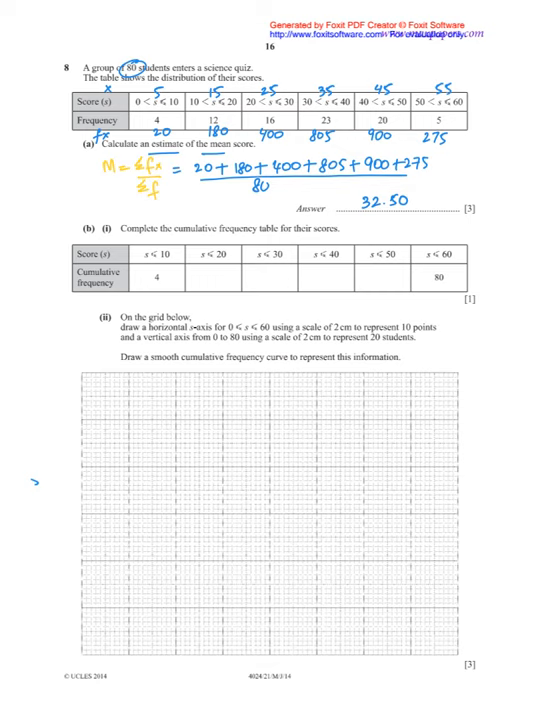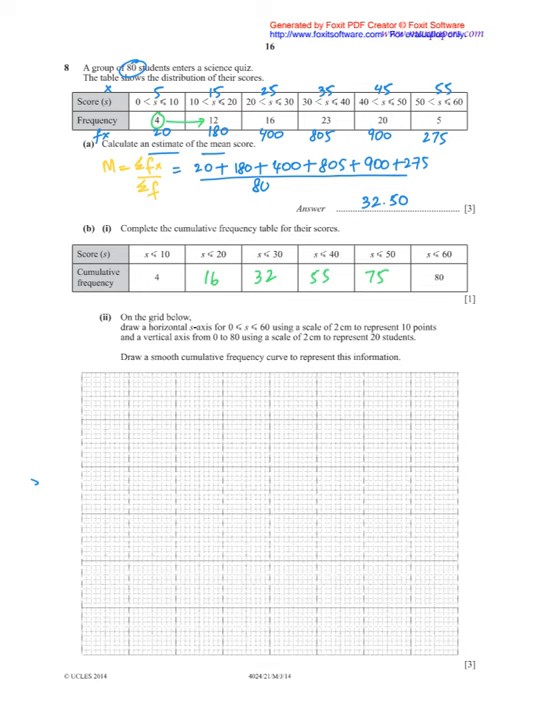Alright, for the next one, it says calculate the cumulative frequency. So the first one is the same, and the next one, 4 plus 12, is 16. 16 plus 16 is 32. 32 plus 23 is 55. 55 plus 20 is 75. And 75 plus 5 is 80. So that is your cumulative frequency.